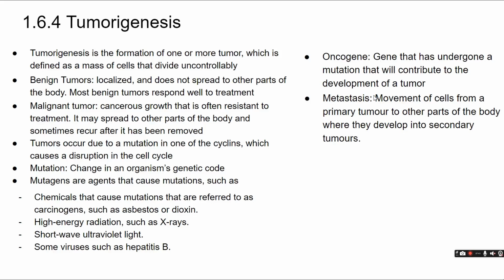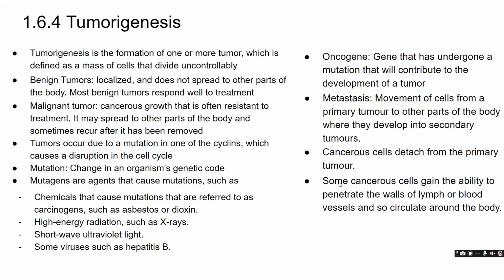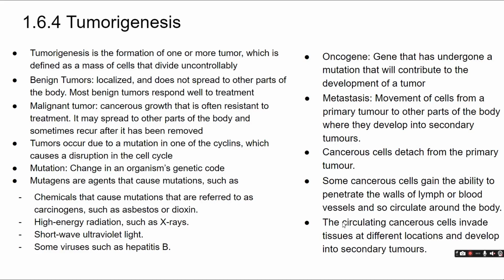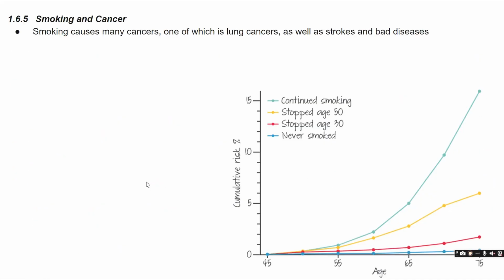Metastasis is the movement of cells from the primary tumor to other parts of the body where they develop into secondary tumors. Some cancer cells gain the ability to penetrate the walls of lymph or blood vessels, which allows them to circulate around the entire body. And these circulating cancer cells invade tissues at different locations and develop into secondary tumors around the entire body. So you're just going to have to memorize all of these definitions. And then smoking and cancer.